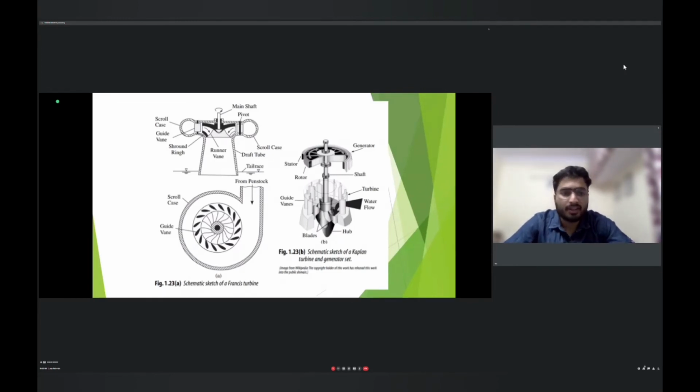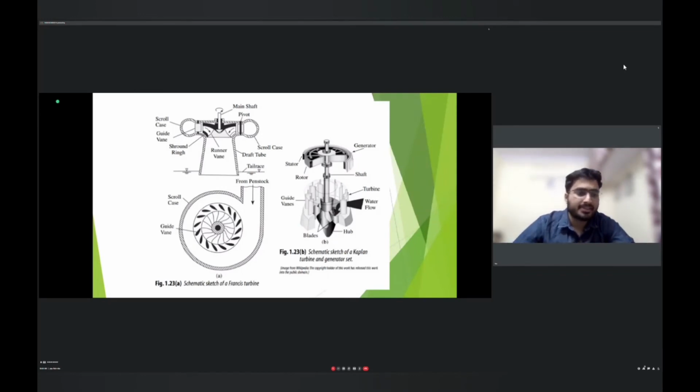The first diagram shows the schematic sketch of a Francis turbine and the second diagram shows the schematic sketch of a Kaplan turbine and generator set, and you can see different parts of these two turbines as they are shown here.